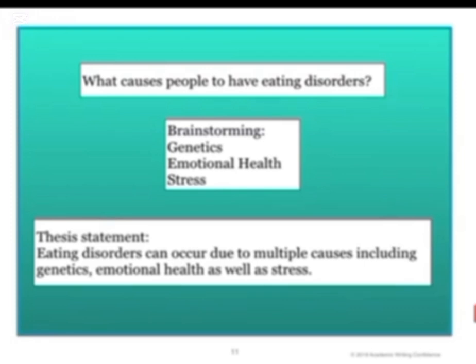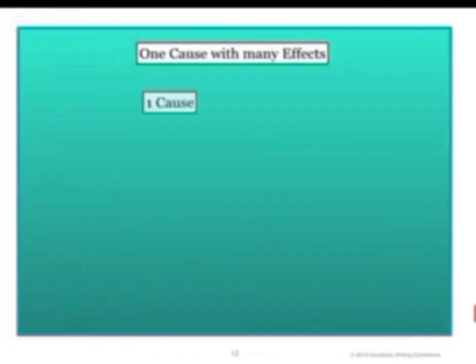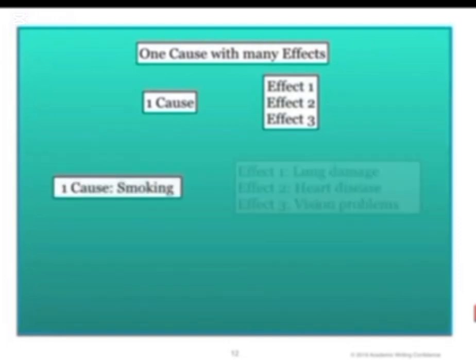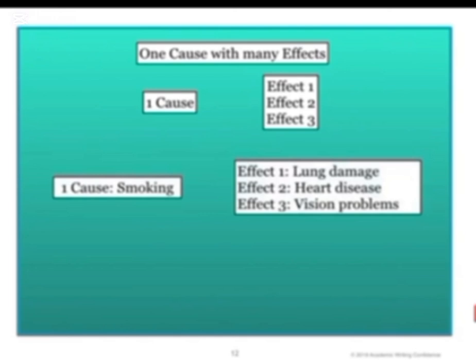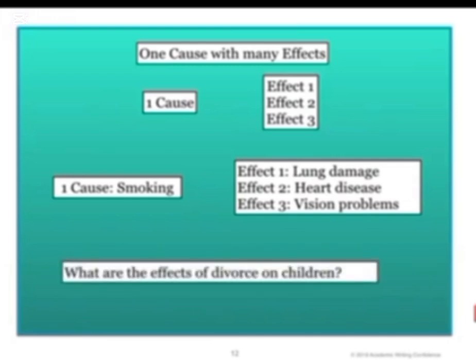Now, let's look at the type where we have one cause with many effects. In this case, if we were talking about smoking as the cause, we might have three effects: lung damage, heart disease, vision problems. Again, let's try using a question to practice how to write this type of essay.